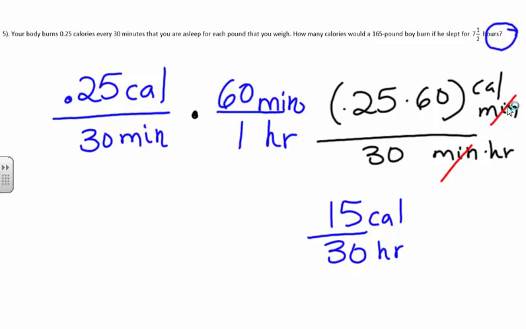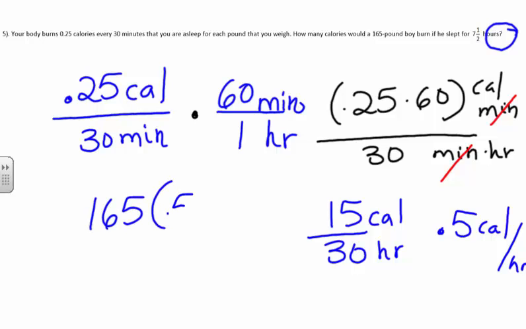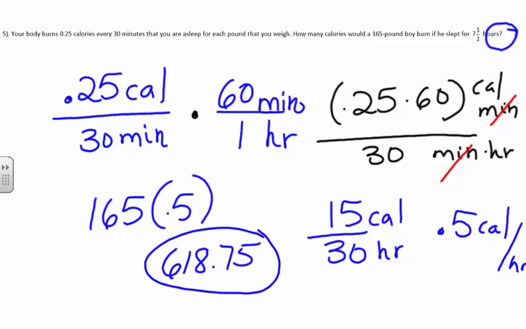So now, we know that we have 15 calories an hour. So what we're going to do is divide this and it goes to 0.5 calories over hours once we simplify it. So now we go back to his weight. We have 165 times 0.5. And our answer should be 618.75 calories. Again, this is complex and I don't expect you all to get this totally right or understand it because we didn't spend that much time on it. However, I wanted to show you how to complete it.